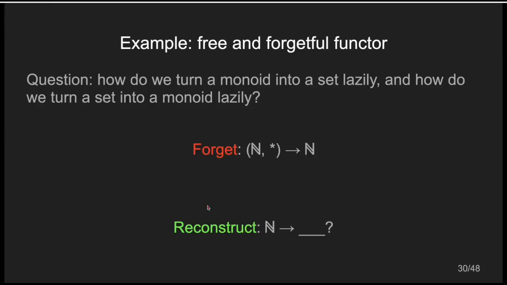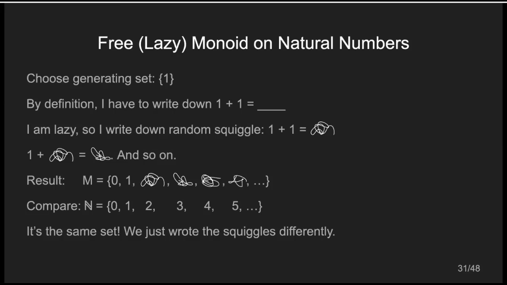That's not too interesting. Now let's ask, how do we reconstruct our monoid? So we just have our natural numbers. We threw our operation away. We don't remember what it was, but we do want to turn this back into a monoid. What's the laziest way we can do that? And that's going to be with our free functor. So we're going to construct what's called a free or lazy monoid on the natural numbers. The way we're going to do that is we're going to choose a generating set, which we're going to choose to be just the number 1.